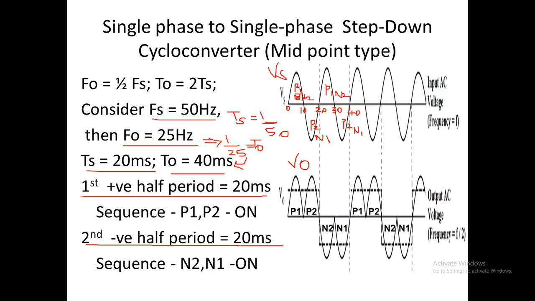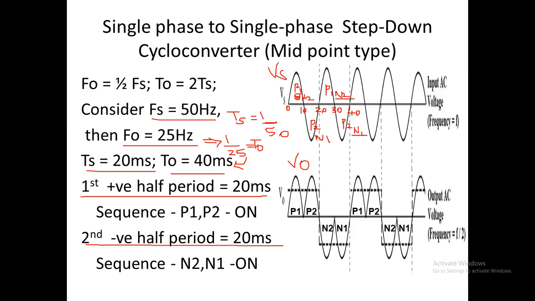For obtaining the negative half cycle in the output voltage, the choices are P1 and N2. We have to obtain negative, so we have to trigger N2. Next, 30 to 40 milliseconds, the choices are P2 and N1. We have to obtain negative, so we have to trigger the negative group N1. So P1, P2, N2, N1.